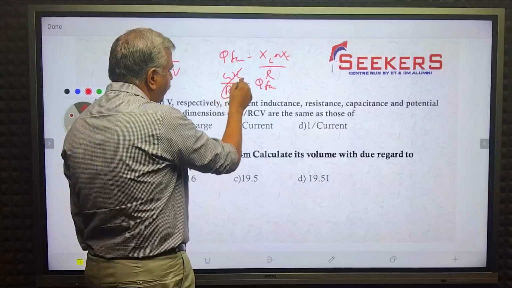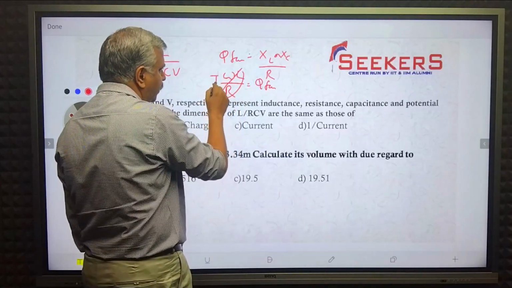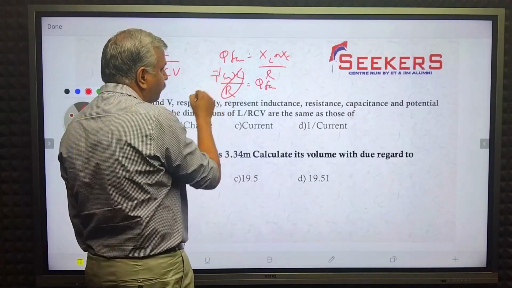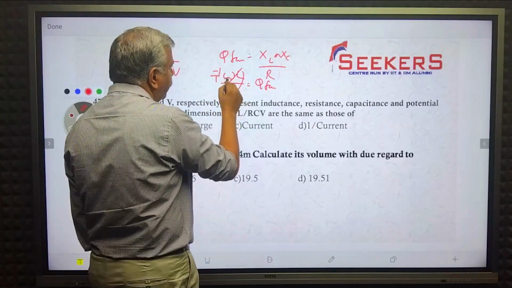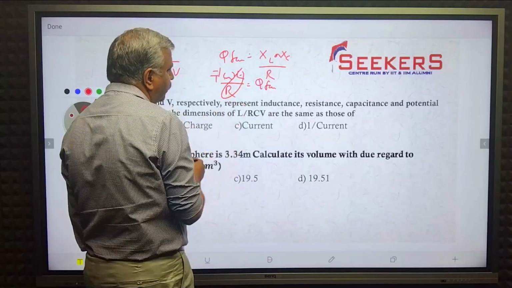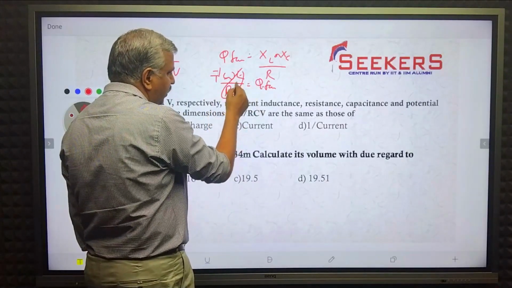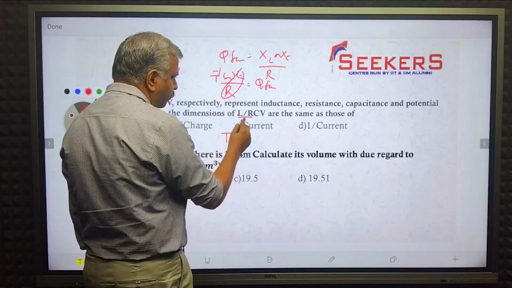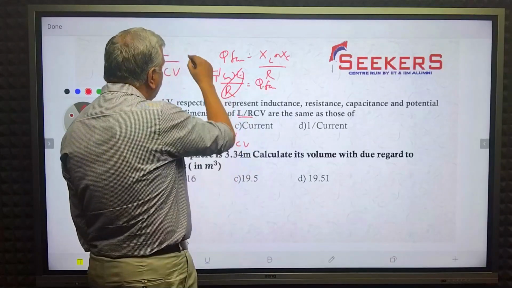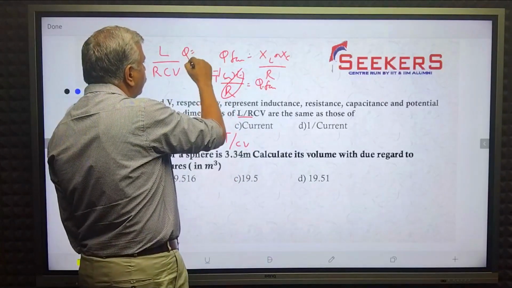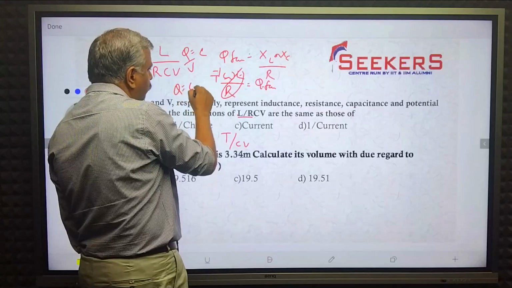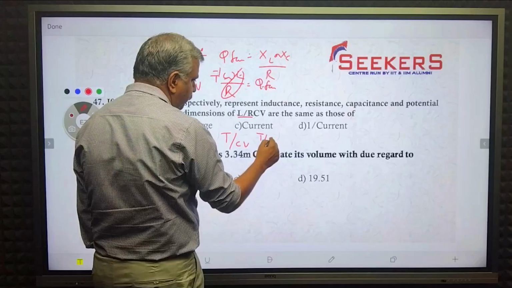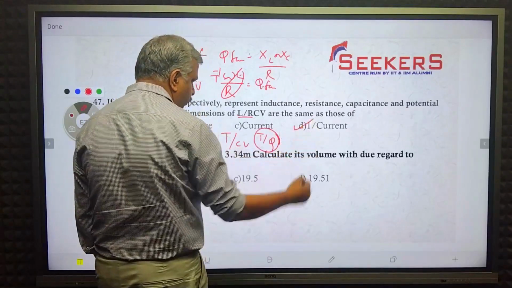Omega is angular velocity, angle covered per unit time, so it has dimension T power minus 1. If omega L by R is dimensionless, then L by R has the same dimensions as time T. So I'll replace L by R with T, giving T divided by C V. Now I also know that Q by V is equal to C, so Q is equal to C V. Putting C V equal to Q, I get T by Q, which is nothing but 1 by current. So this is the correct answer.